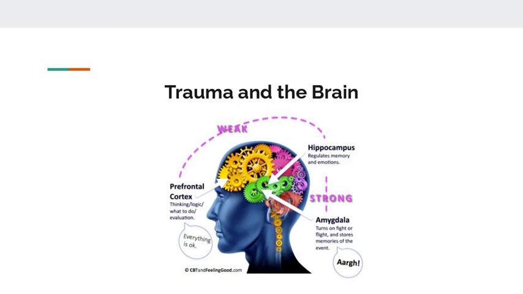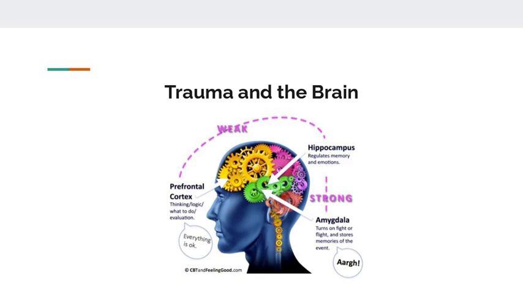The next part of our brain that I'm going to talk about is the hippocampus, which is the emotion regulation center. It's what helps us regulate memories and emotions, and during a traumatic experience or event, the hippocampus becomes underactivated, so it makes it difficult to manage and cope with the emotions.